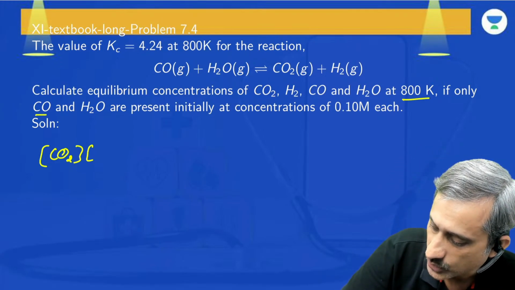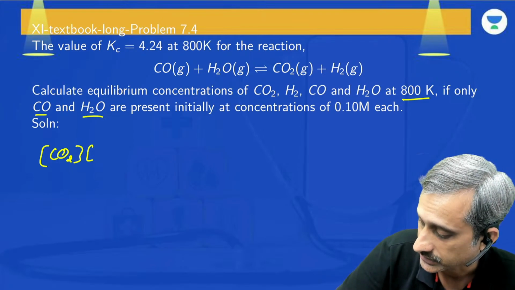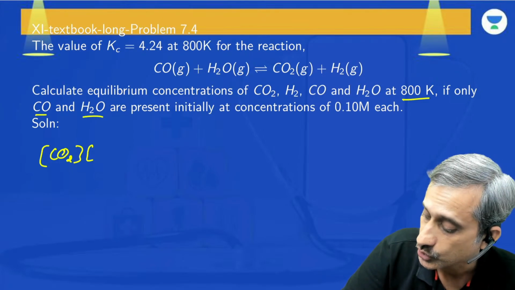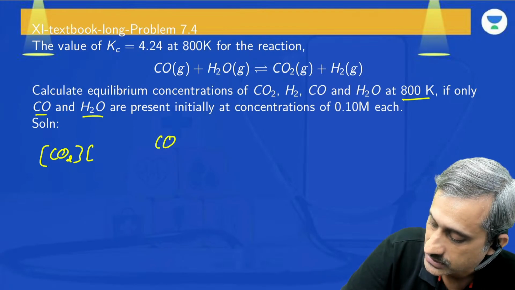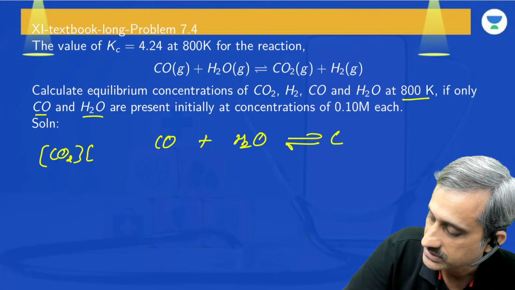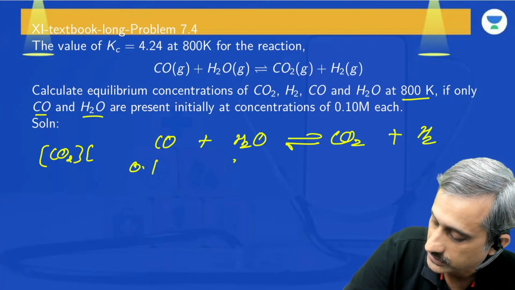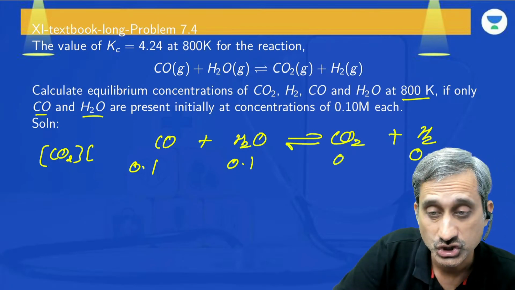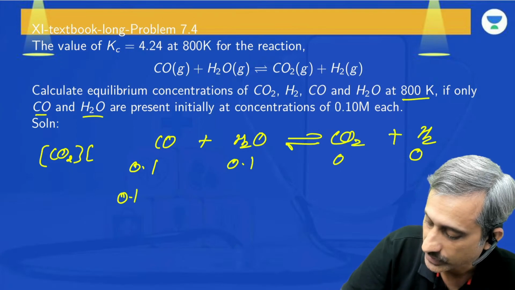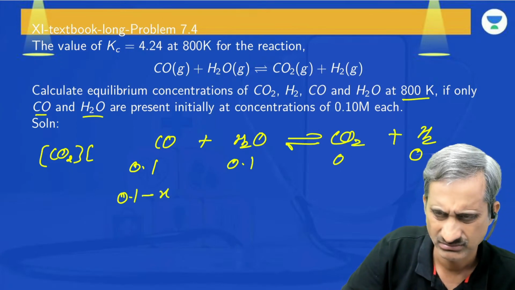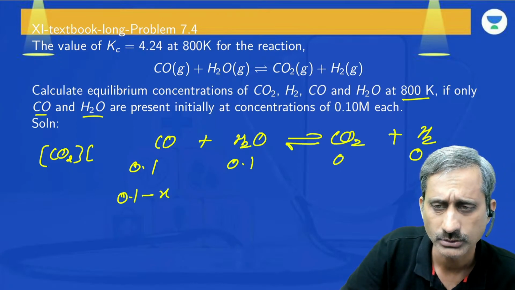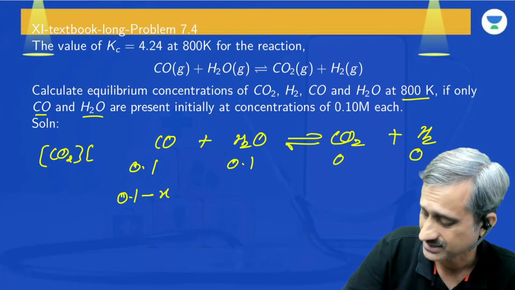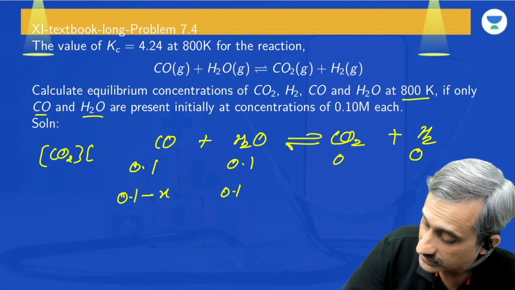If only CO and H2O are present initially, that means the reaction has to go in the forward direction. So what we need to say is CO plus H2O is in equilibrium with CO2 plus H2. Now here it is 0.1, here it is 0.1 initially. Here it is 0, here it is 0 initially. Now what we can say is 0.1 minus X. I'm not talking about alpha, I'm not talking about degree of dissociation. Let's say I take it as X. So this is going to be 0.1 minus X.